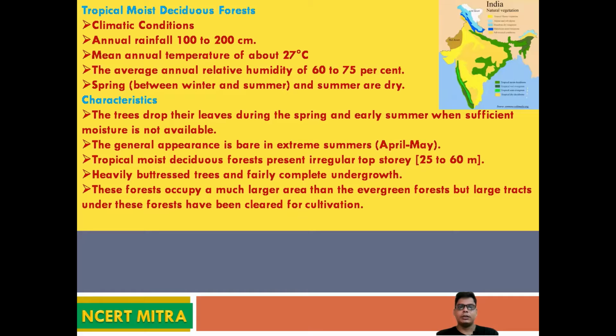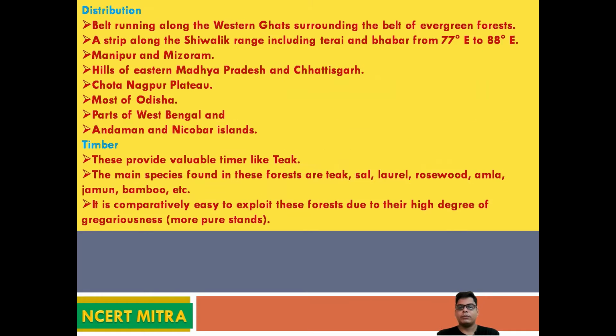Springtime, between the summer and the dry season, what are the characteristics? These are the vegetation that shed their leaves in a particular period of time, in springtime and early summer, because sufficient moisture is not available in the soil. The general appearance is bare in the extreme summer, and the tropical moist deciduous forest presents an irregular top story of 25 to 60 meters. It is also found in the watershed areas, and it occupies a much larger area than the evergreen forest.